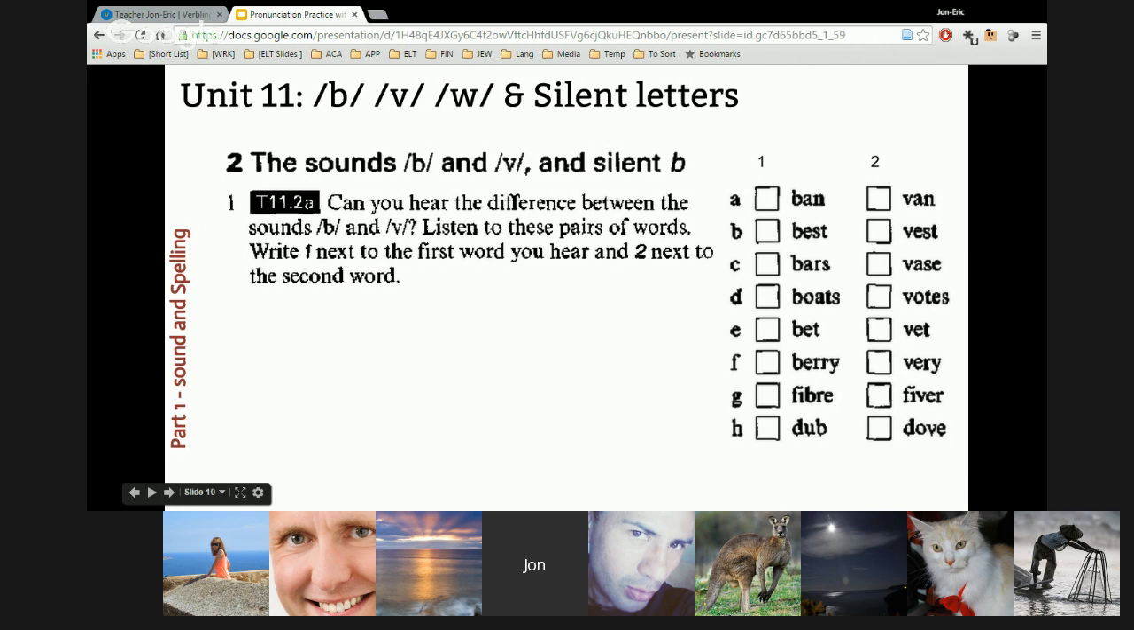Okay, starting with row B, by the way, let's just say a quick hello to Hussein, who's joining us right now. Welcome back to class, Hussein. Nice to see you.